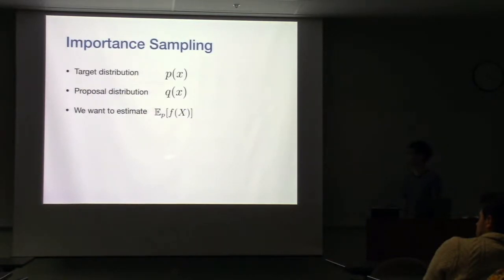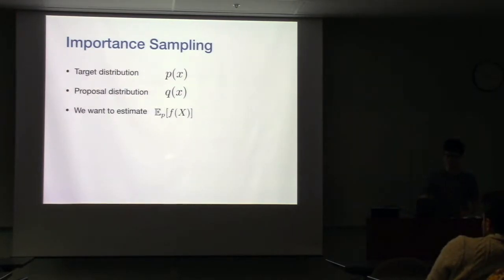So I'll go back to just the regular statistics framework. So we consider a random variable x, and it has some target distribution p(x). And we are only able to sample from another distribution, the proposal distribution q(x). But we want to estimate some expectation with respect to p.